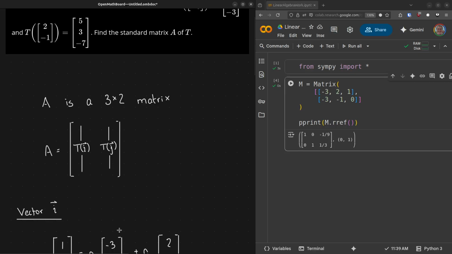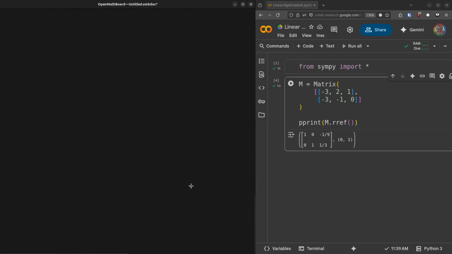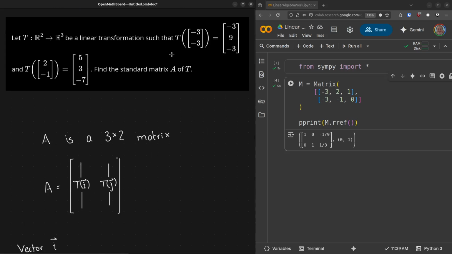Okay? We've got to do all that one more time to find the second column for the transformation on standard matrix J. So now let's do the same thing, but for vector J. We want to express vector J as a linear combination of the two vectors I do know the transformation of. Negative 3, 9 and 2, -1. Okay?